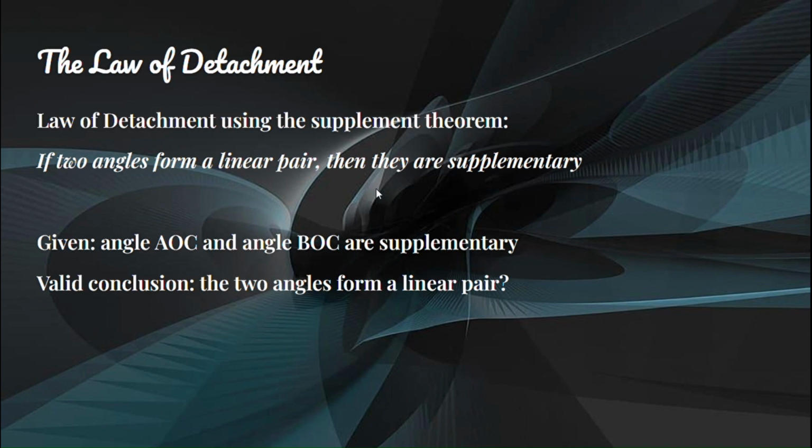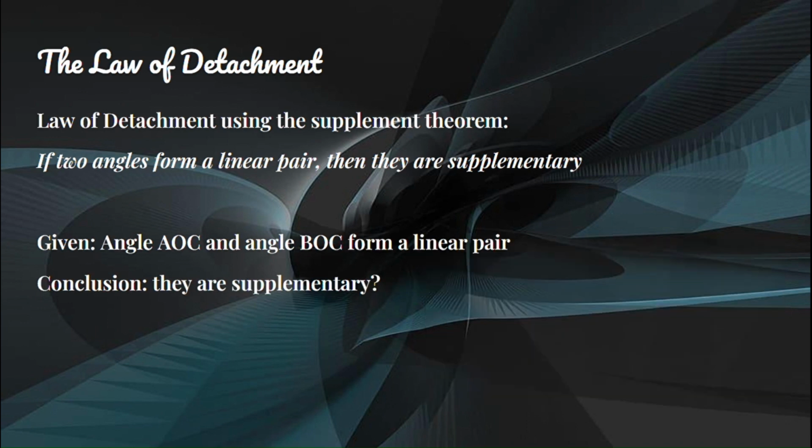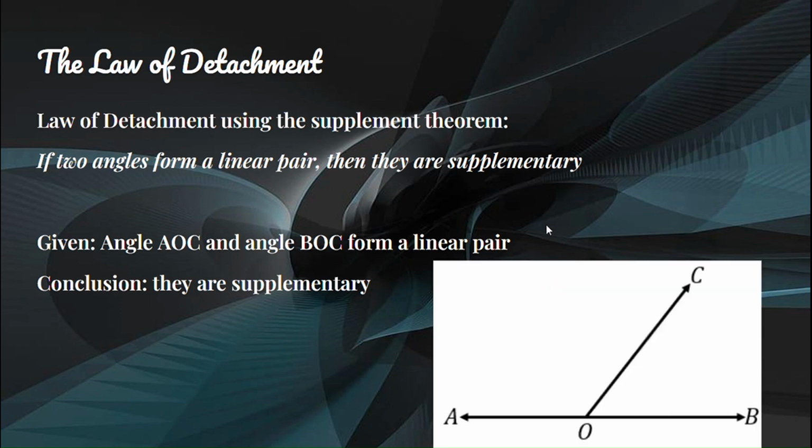What could be the case is that angle BOC and angle AOC are not a linear pair, but they are supplementary. So it would not be a valid conclusion to say that they form a linear pair without more information. We haven't met that hypothesis, so the conclusion that they form a linear pair does not work. But if we're given that angle AOC and angle BOC form a linear pair, in that case we've met the hypothesis, and so the conclusion that they are supplementary, that is they add to 180, is going to be true. So if I've got AOC and BOC, this is our linear pair, we don't know what these measures are, but we know they're going to add to 180.